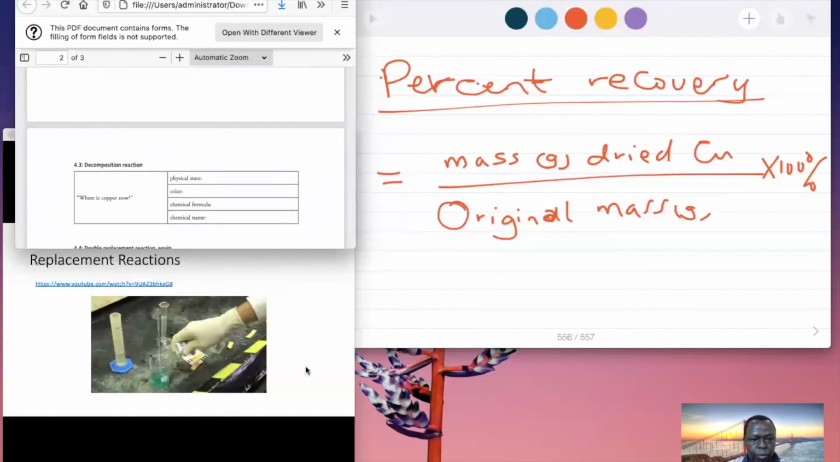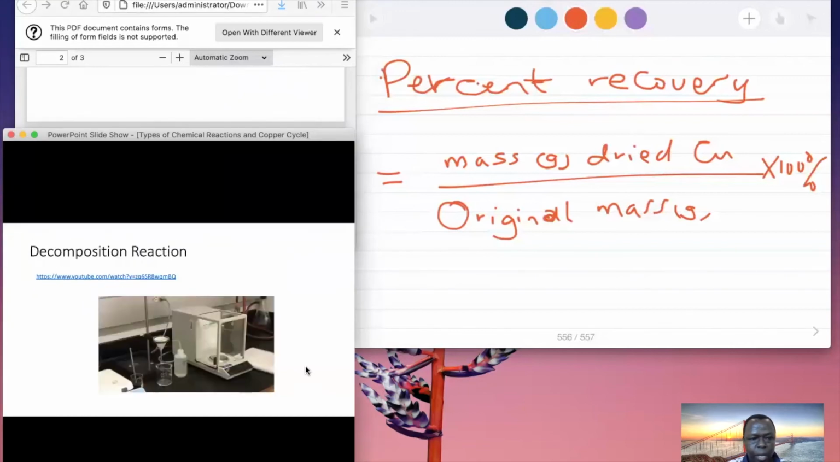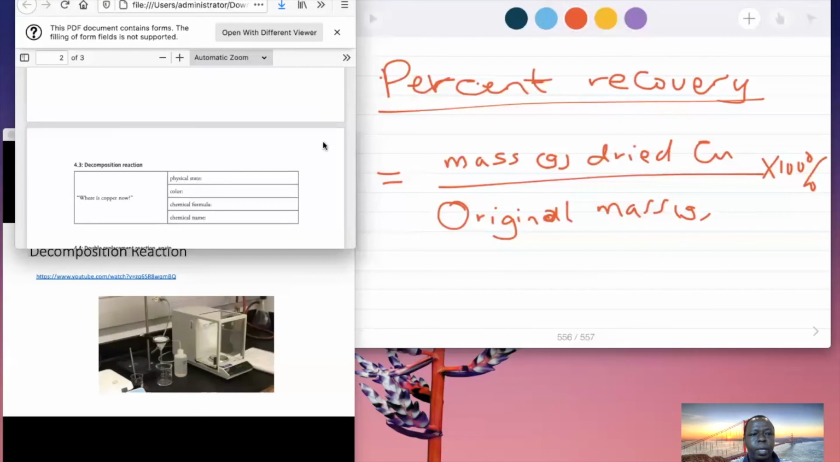Decomposition reaction, okay? Decomposition reaction is given here, all right? Decomposition reaction is demonstrated right here. What is going on? You've got to come here and write the physical state, where copper is, the color, the chemical formula, the chemical name.